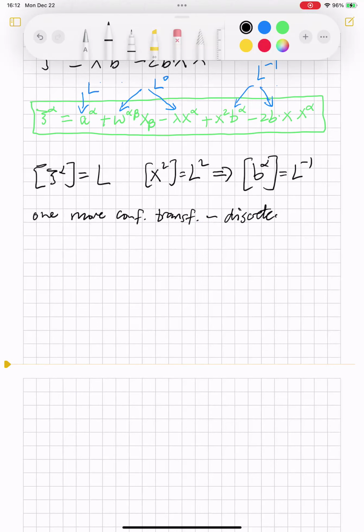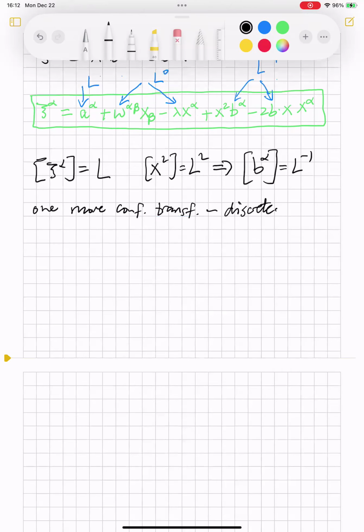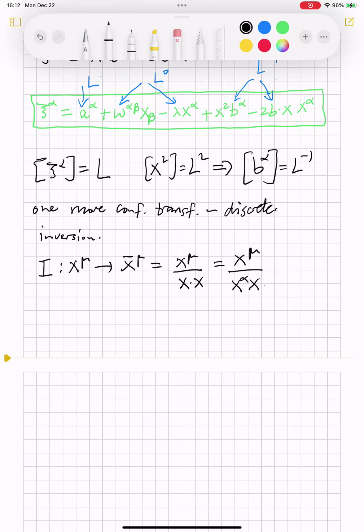So this new discrete transformation is called inversion. So this is the name of the extra conformal transformation. Let's denote it by I. And the way that I acts, it takes x mu into x tilde mu, and x tilde mu is equal to x mu over x dot x. So that means x mu over x squared, or equivalently x mu over x alpha x alpha.